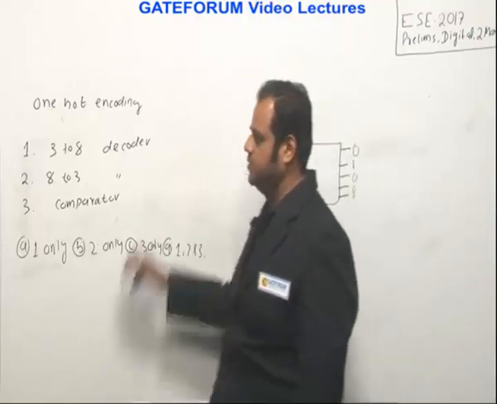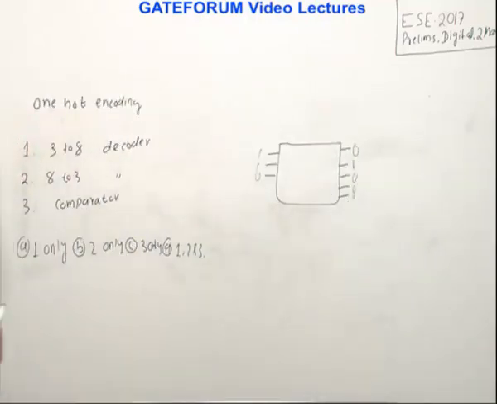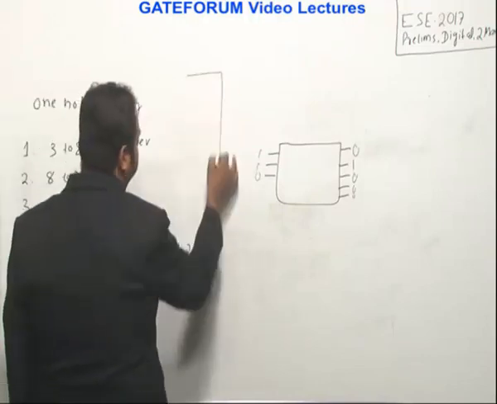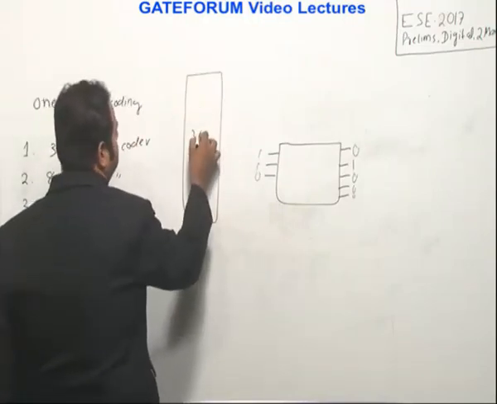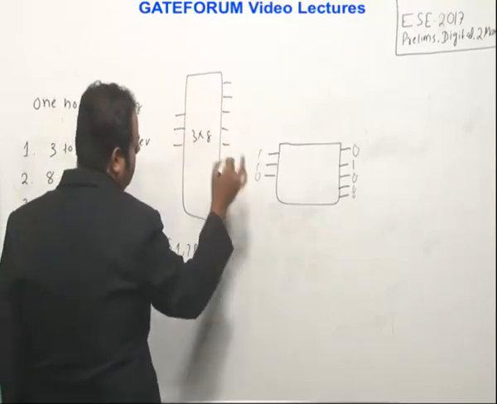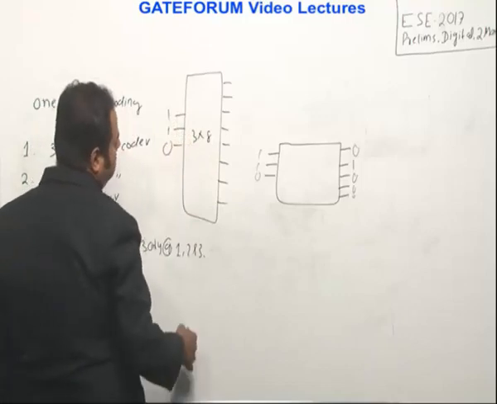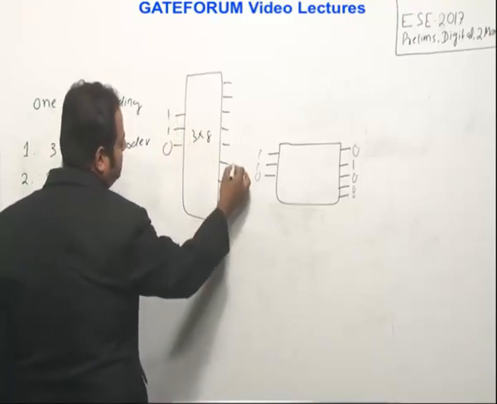Okay, let's check this one. Do you think the 3 to 8 decoder satisfies this? What is a 3 to 8 decoder? What is its functionality? It is a 3 cross 8 decoder, so there are 3 inputs and 8 outputs. If I say 1 1 0 is the input, in this case this output will be high and the rest will be 0.